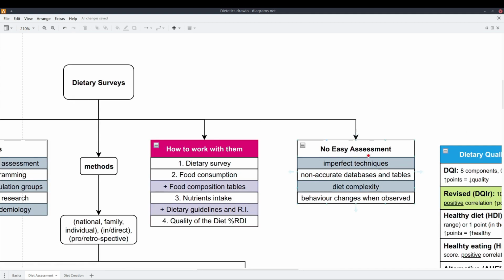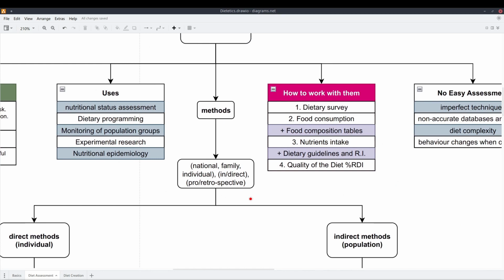The assessment of a diet is not easy at all. There are imperfect techniques, non-accurate databases and tables, diet complexity of the individual, and behavior changes when observed, because you're not going to eat the same amount of food when you know you are being watched and analyzed. You're going to put a little bit less and you are more conscious of what you're doing, and it's not a reflection of the reality.